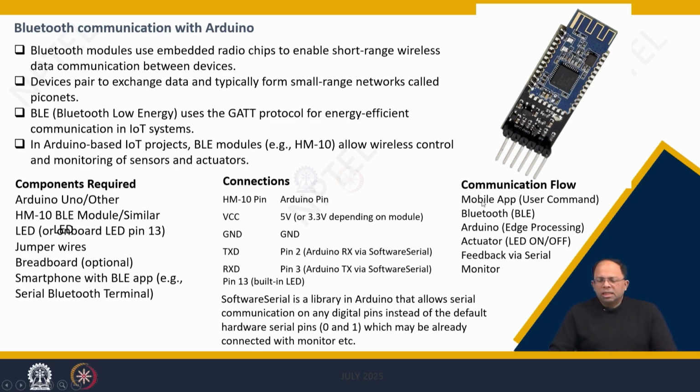The communication flow is something like this: the mobile app sends a command, then the Bluetooth module establishes that connection. Then the Arduino is used for edge processing, that means it computes what has to be done, and then it turns on an actuator, which could be an LED turning on and off. Feedback is also given via the serial monitor, where we can monitor what is happening.